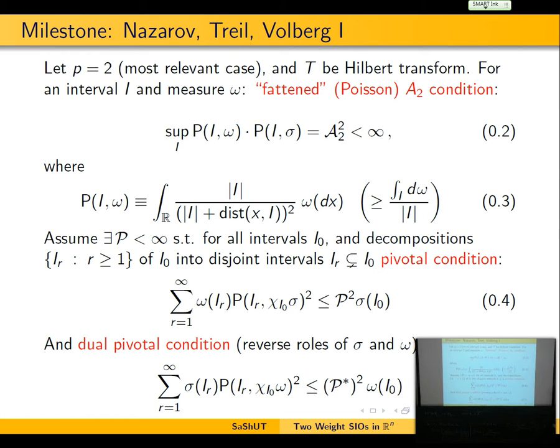Then Nazarov-Treil-Volberg introduced the so-called pivotal condition, which basically says that for any interval, you decompose the interval into an arbitrary decomposition of intervals I_r, and you have this kind of control, that there exists a constant P so that this thing holds, and the corresponding dual.